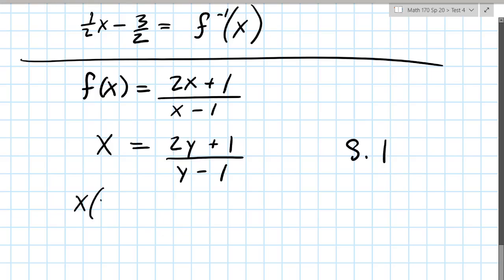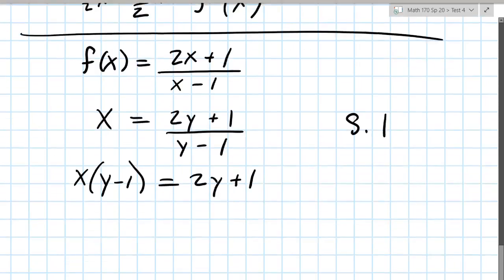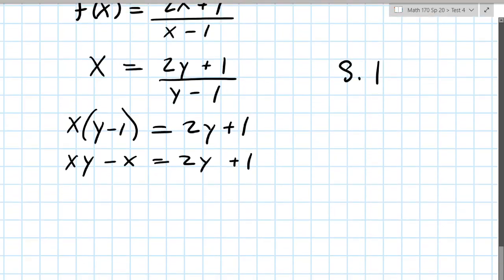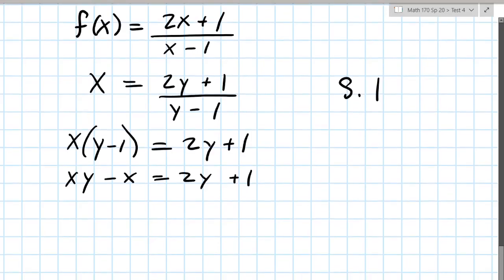So I have x times y minus 1 is equal to 2y plus 1. Goal is to get all the y's on one side, so let's multiply out that left-hand side. Now, let's bring all of the y's to one side and everything else to the other side. I will subtract 1 from both sides. I will subtract xy from both sides. So minus 1 minus x is equal to 2y minus xy.